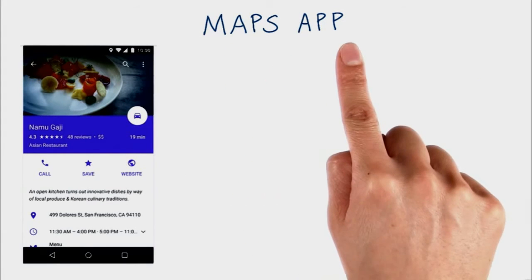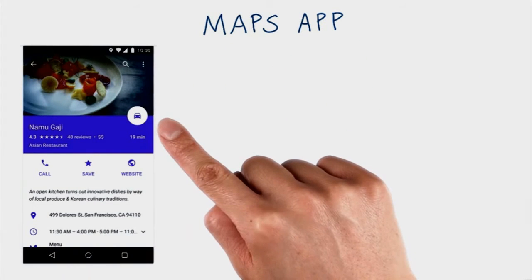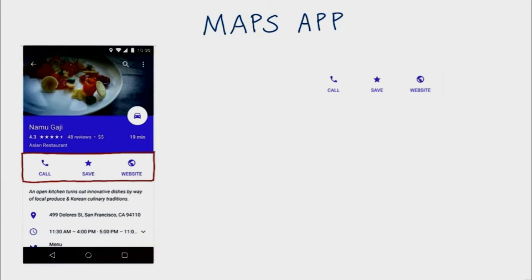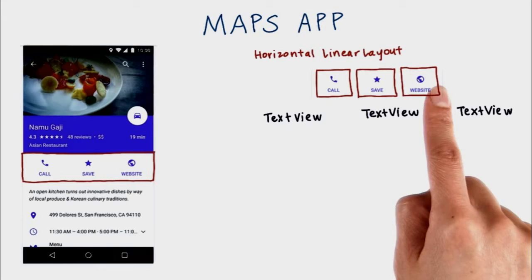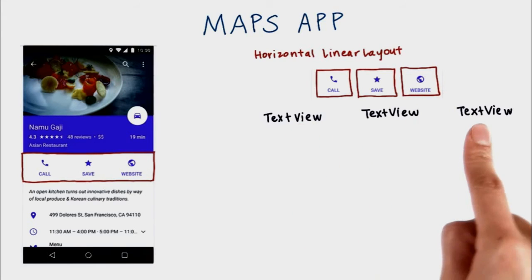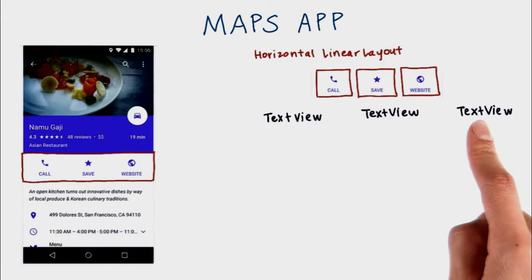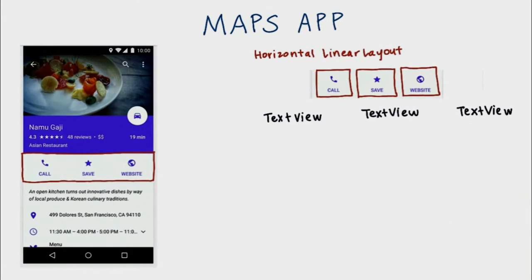Here's an example in the Maps app. This is a detail page for a location. There are 3 buttons here: Call, Save, and Website. Let's look at them more closely. You can actually build these as text views with icons attached to them, and you can see the instructor notes for more details, but that's really a tangent point. For this exercise, let's assume that these are text views.